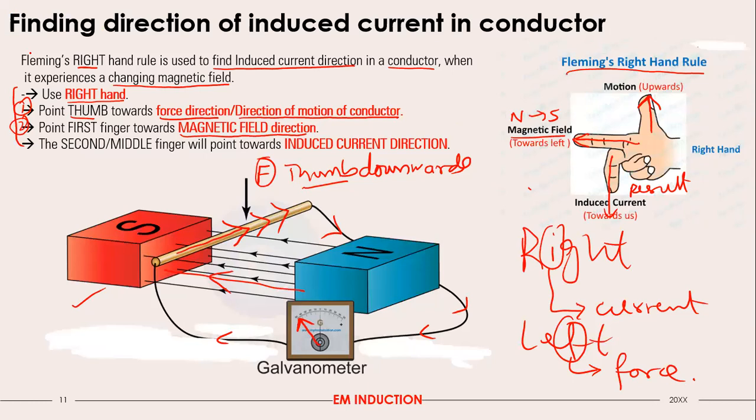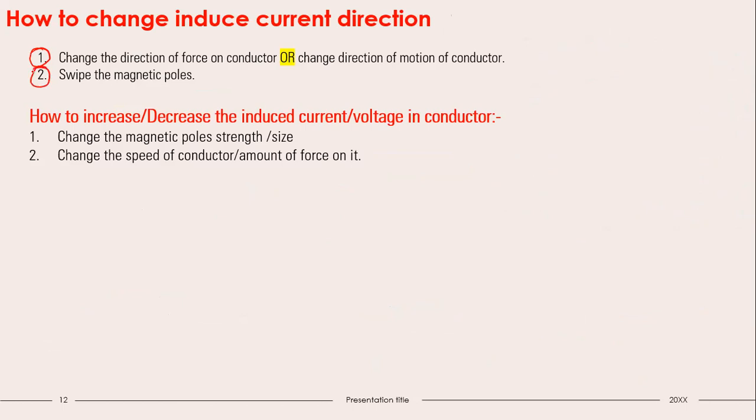So if you apply force in the upward direction, this will reverse the direction of the induced current. The second way is, if you don't want to change the direction of force, you have to swap the poles. So you can do these two things to change the direction of induced current. Secondly, how to increase or decrease the induced current or voltage in the conductor, like the factors.